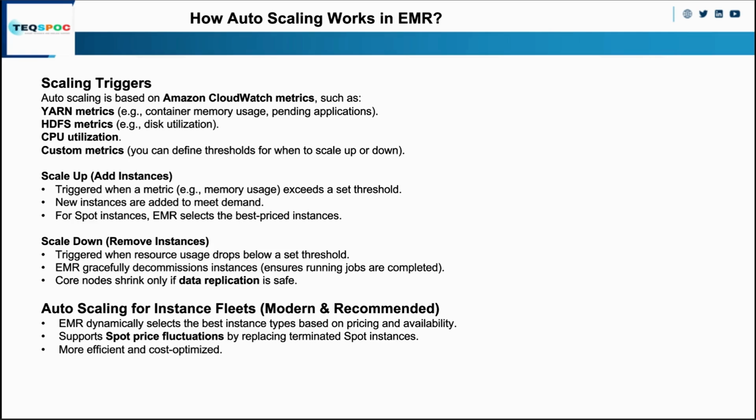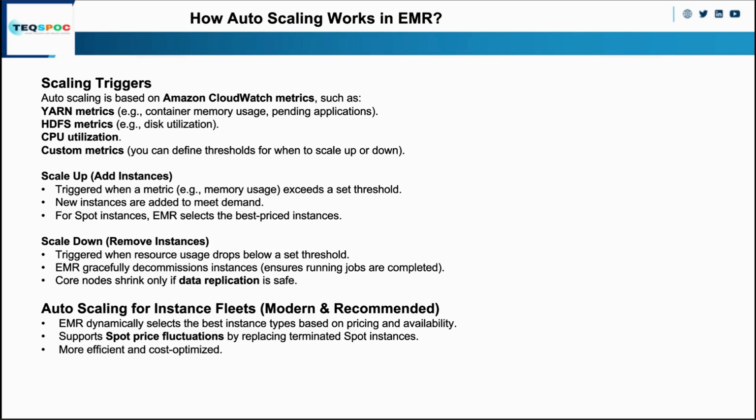Okay, so what I just mentioned, scaling up and scaling down, meaning adding instances and removing instances, happens the same way, triggered when a metric exceeds a set threshold. New instances are added to meet demand. For spot instances, EMR selects the best price instances. So when scaling up, as I was talking about the instance split, it's a hybrid setup between spot and on demand. Since spot instances can be taken by AWS at any time, which are known as interruptions, whenever the spot instances go down, AWS EMR takes it on its own to replace them with newer spot instances.